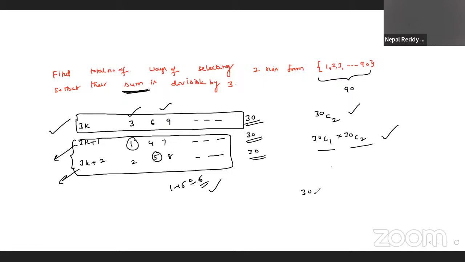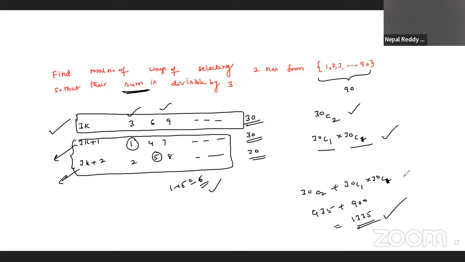And hence the answer is 30C2 plus 30C1 into 30C1. Only one you have to select from each. Now 30C2 value is 435. 30C1 is 30, 30C1 is 30, 30 into 30 is 900, and hence 1335. The total number of ways is 1335.